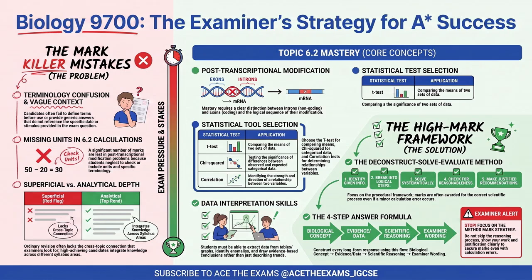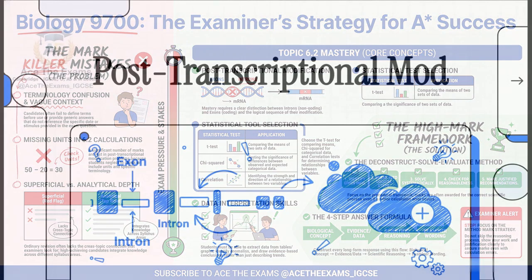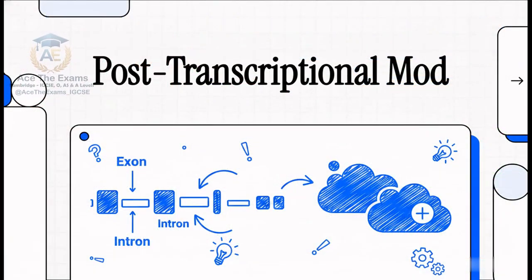Did you know that thousands of students literally drop an entire grade boundary right here? We're talking about Cambridge Biology 9700, Section 6.2 on post-transcriptional modification. Most candidates are losing incredibly easy marks when dealing with introns and exons. And it's not because they aren't studying, it's because of a single, tiny theoretical mistake they make under pressure. Well, by the end of this explainer, you absolutely won't be one of them.